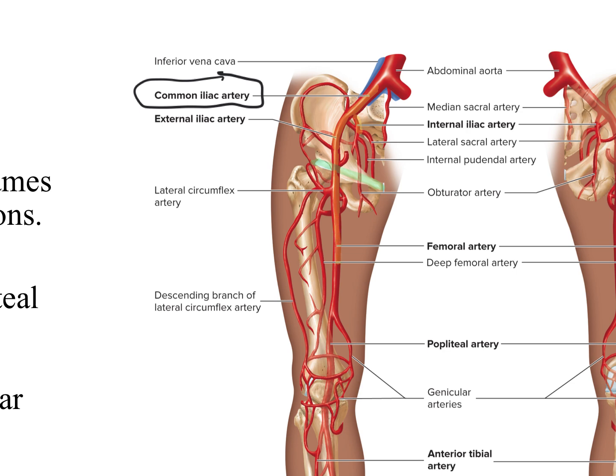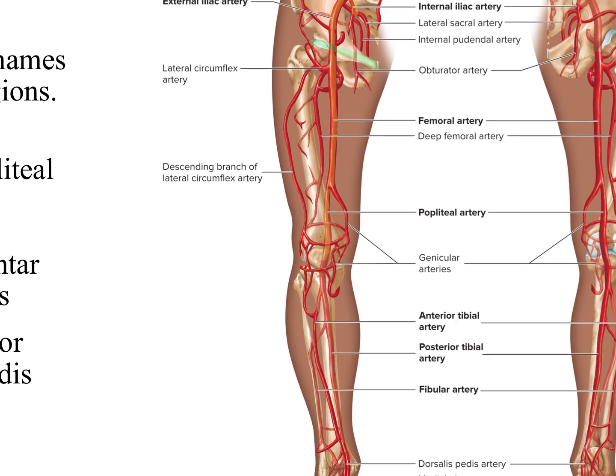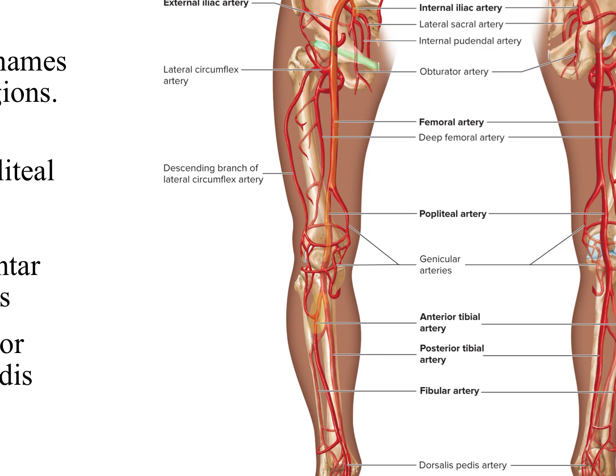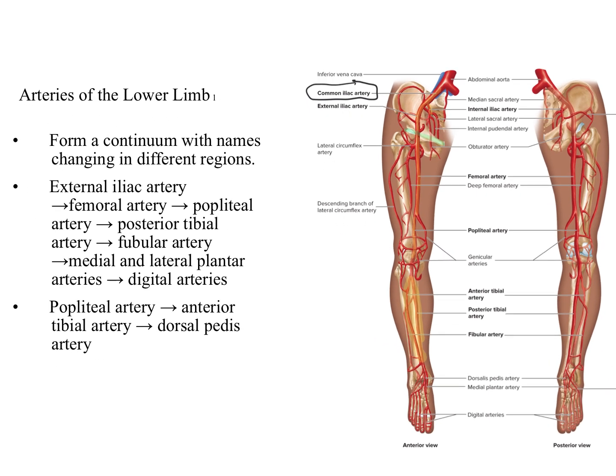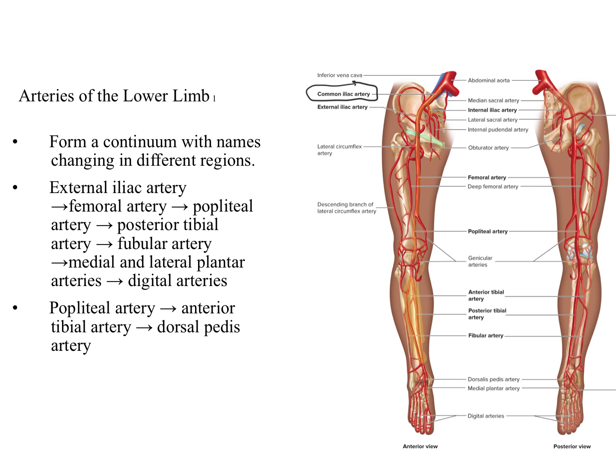So this femoral artery we can see going down into the thigh area, and then that femoral artery will become the popliteal artery on the back of the knee, and then the popliteal artery will divide into the anterior tibial artery and the posterior tibial artery. The anterior tibial artery is on the front of the tibia, the posterior tibial artery is on the back of the tibia. So that is the continuum from the external iliac artery. The anterior tibial artery then has branches that will supply the foot, and that's called the dorsalis pedis artery.